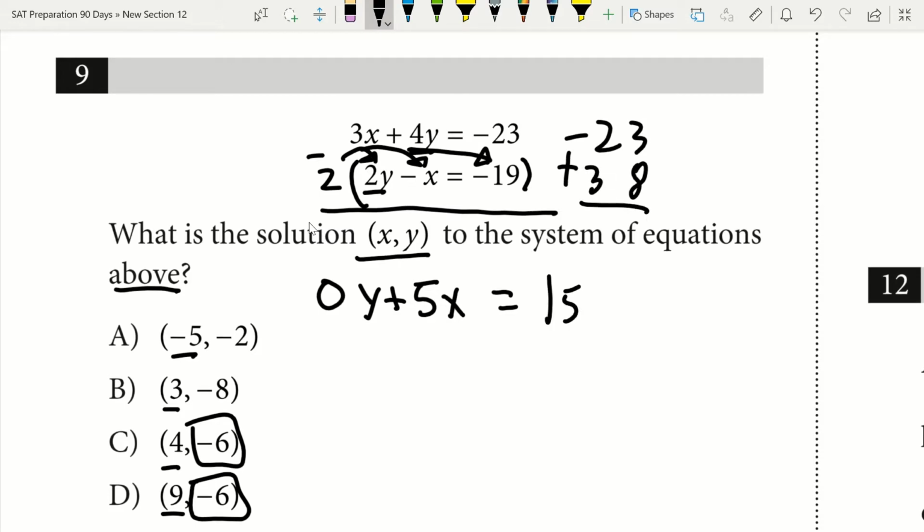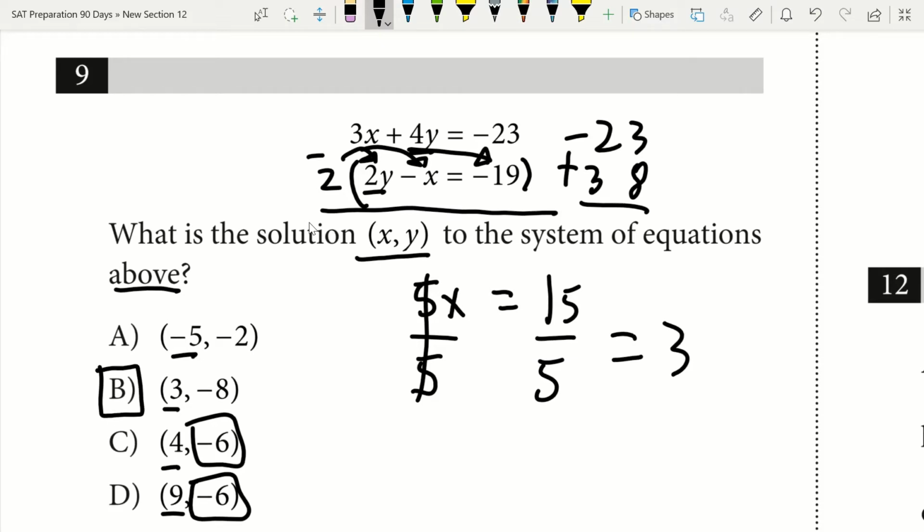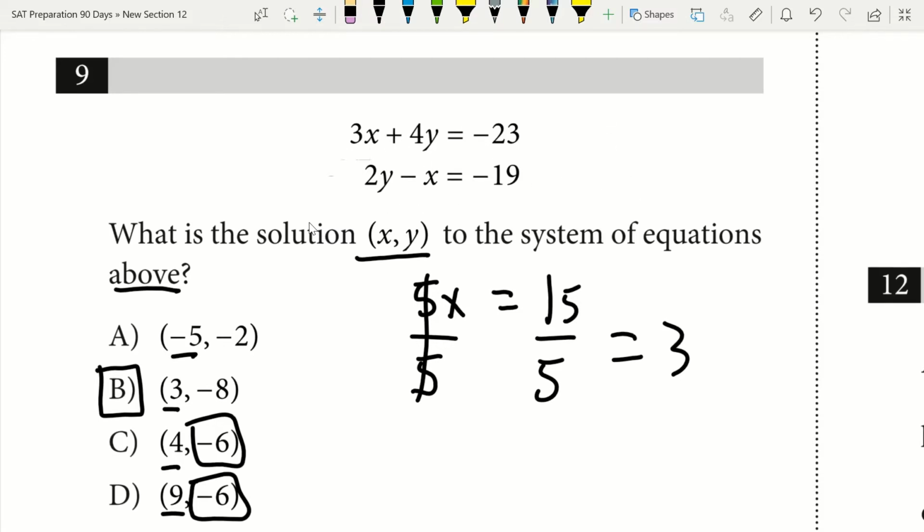Therefore, I'm going to have 5x equals 15. At that point, I'm going to divide each side by 5 to solve for x, and I will see that x is going to equal 3. There's only one answer choice where x is 3, so I know B will be my answer. So anytime that I see a stacked equation set like this up top, and I'm asked to solve for the solution x, y, that's what I'm going to look to do.